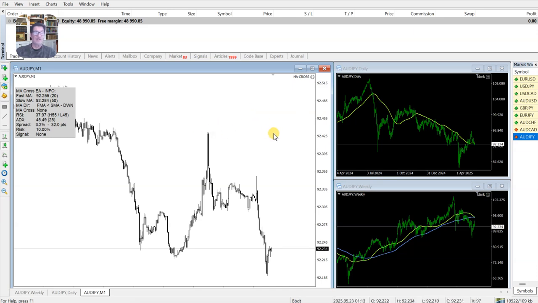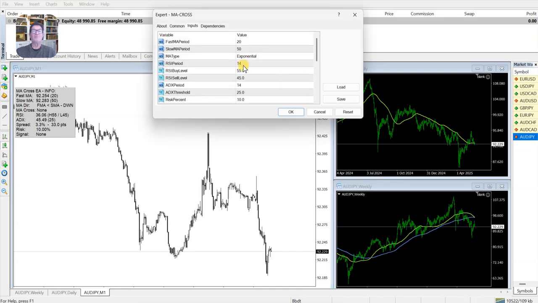You don't have to. There is no requirement for this EA for it to be there. But for visual aid, I highly recommend you add them. So the only requirement you have is that moving average parameters must match the parameters that you have set up here in your menu. And the same for the RSI.